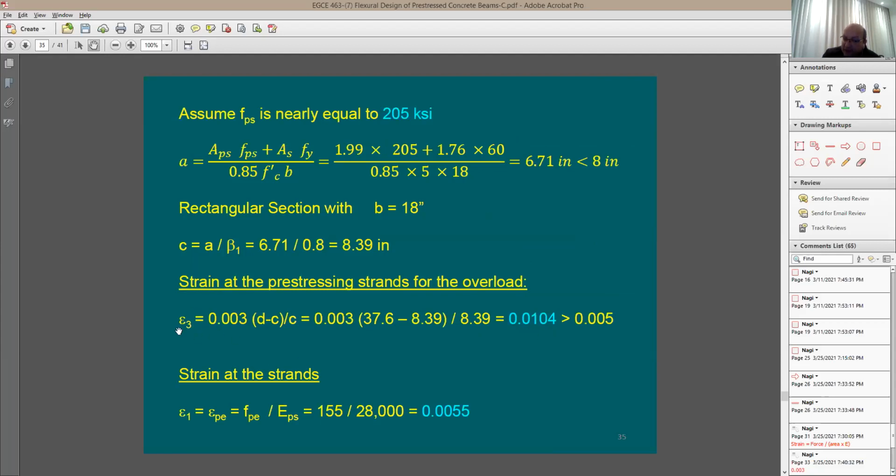So this strain value is going to be the strain in the steel, in the strands, at the capacity point. And this strain is going to be the actual strain in the strands that you apply when you apply the pre-stress force and after you lose the stresses. You have some losses, right? After the losses take place, you're going to be at a strain of 0.005.